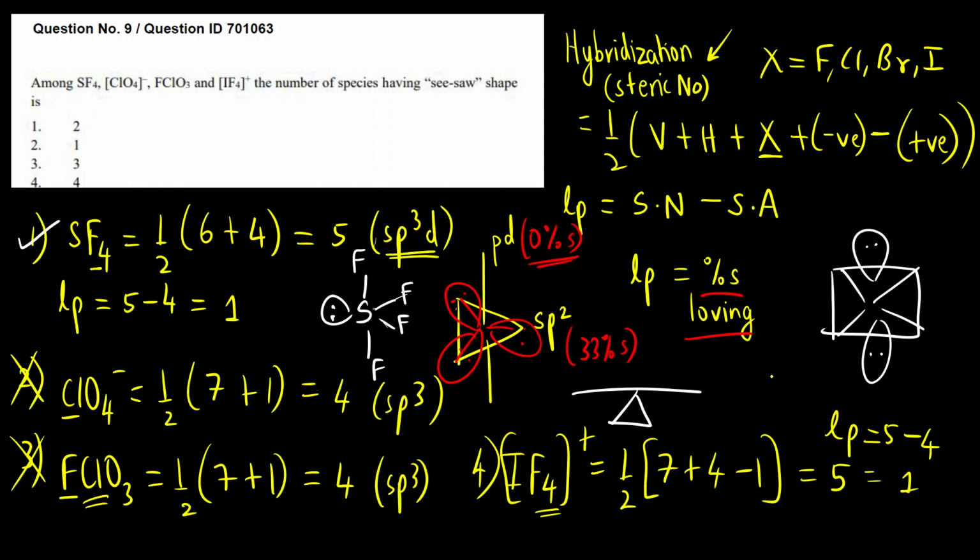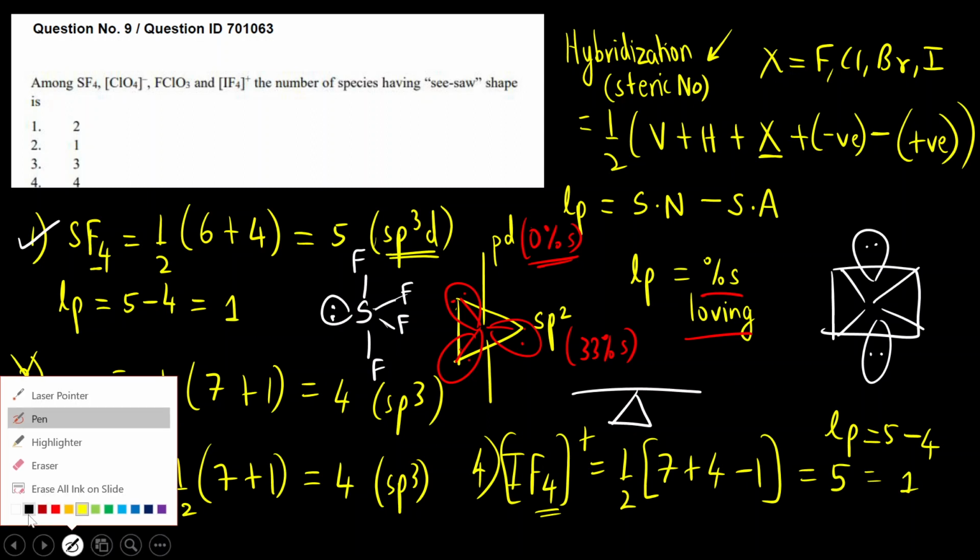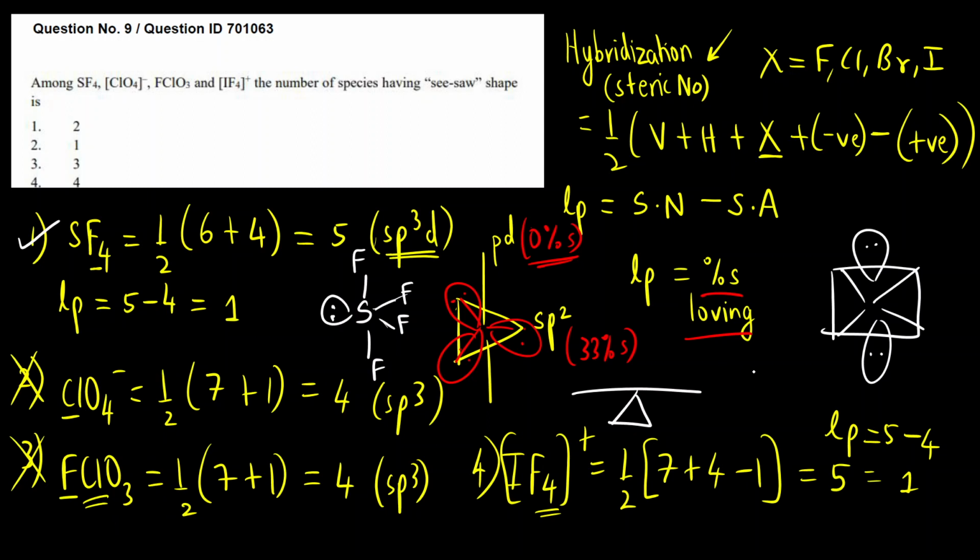5 minus 4, since there are 4 side atoms. So how will the geometry of IF4 plus look? Iodine having 1 lone pair and the remaining 4 fluorine atoms. So this is also what? This is also seesaw. So the fourth is also seesaw. So there are 2 species which are seesaw, and the correct answer will be 2.